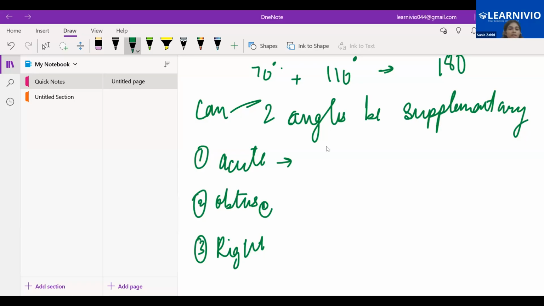Okay. Let's assume an example. Like you have two acute angles. You have 60 degree and you have 40 degree. Both of them are acute angles. So 60 plus 40 is 100. This is not supplementary. Let's assume another acute angles. Like say you have 80 degree plus 70 degree. This is 150 degree. Now this is also not supplementary. That means the angles which are less than 90, when adding such two angles, you would not get supplementary angles.